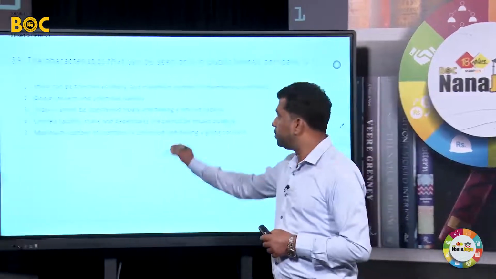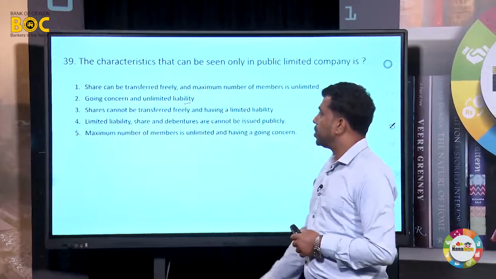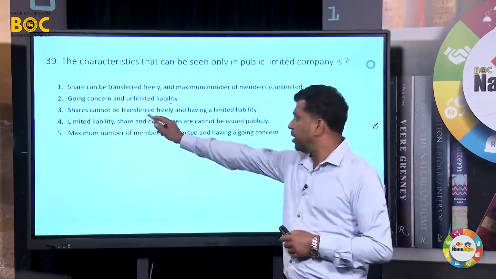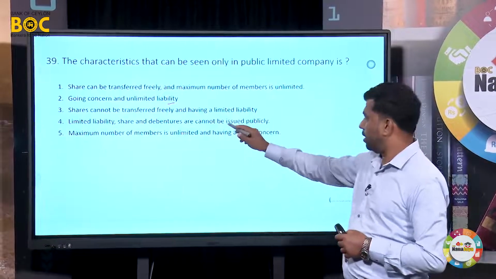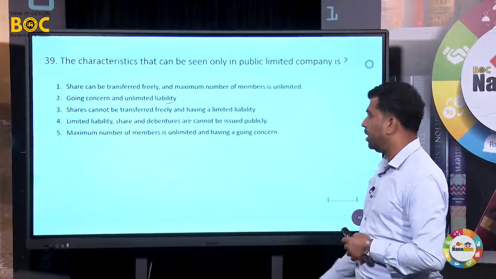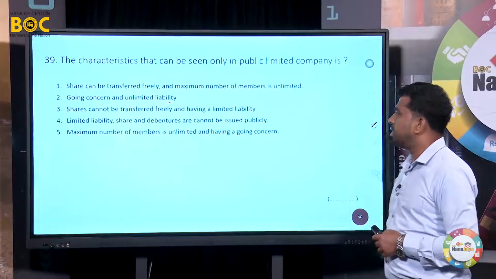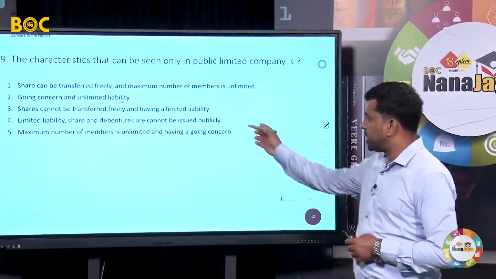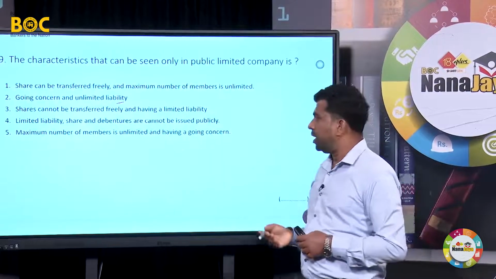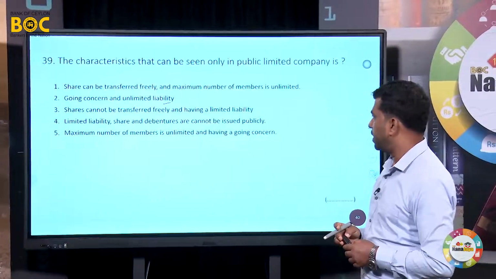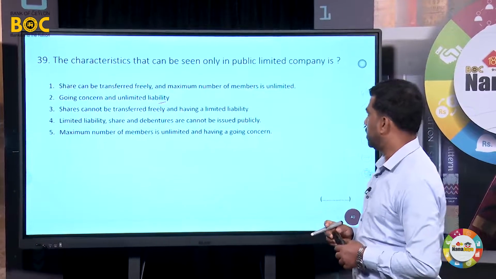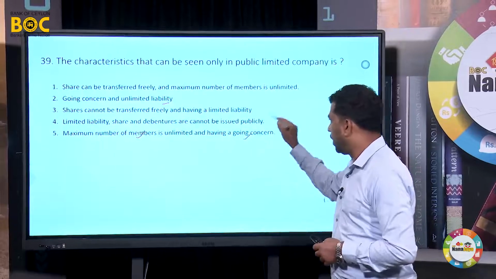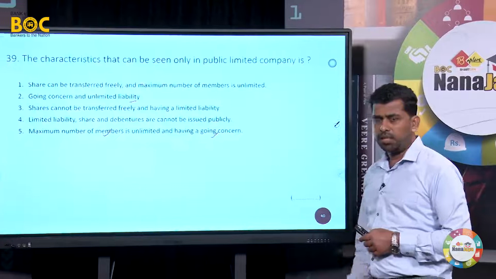It is wrong. This one. Share cannot be transferred freely and having a limited liability. Shares can be transferred freely, and there's a limited liability. Limited liability, shares and debentures cannot be issued publicly. Shares and debentures issue publicly. Maximum number of members is unlimited and having a going concern. The correct option is the 5th one.